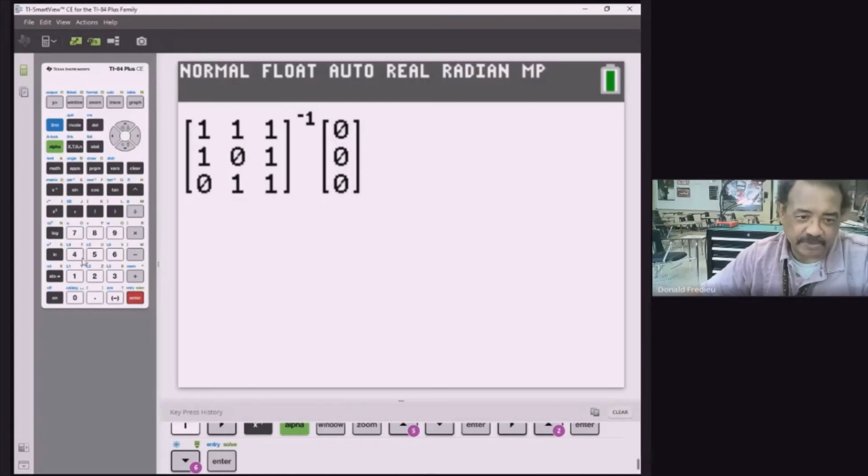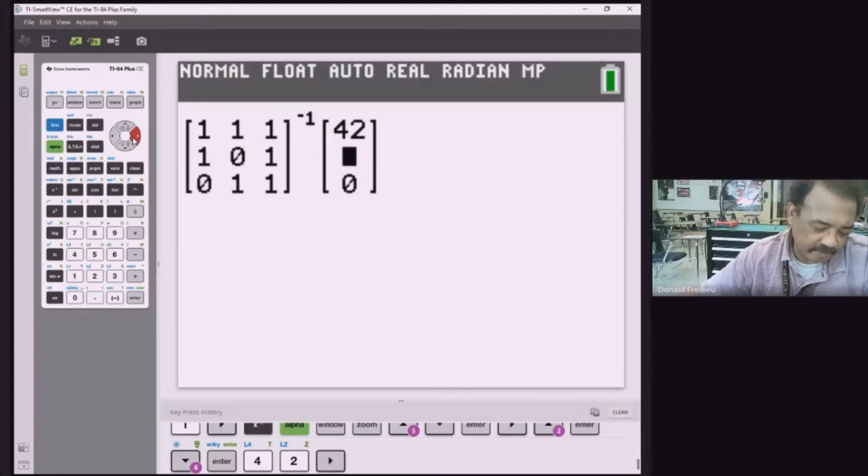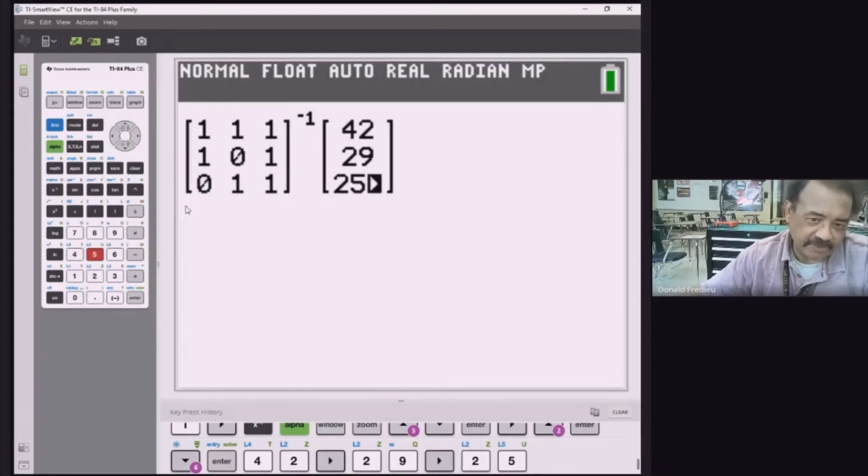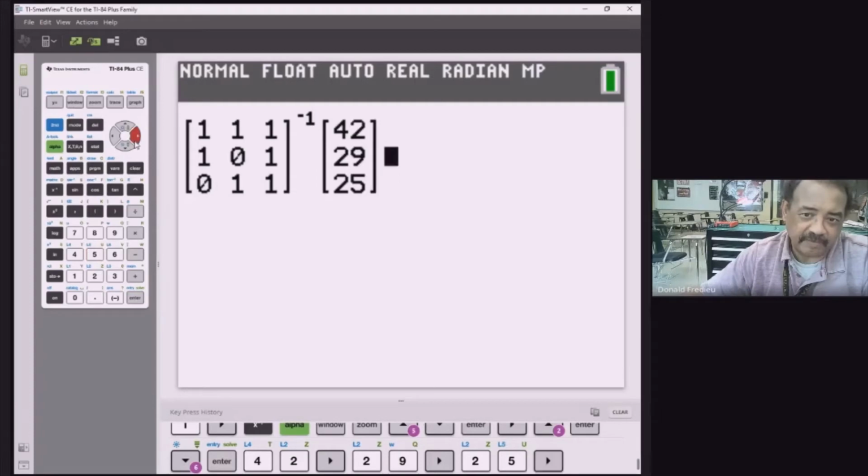And our numbers are going to be 42, 29, and 25. So let's check our numbers. 111, 101, 011, 42, 29, and 25.